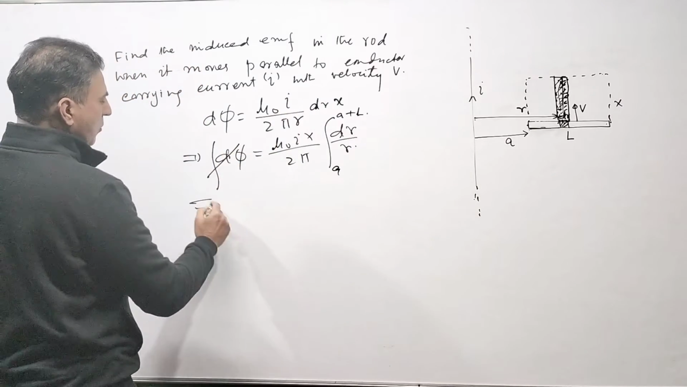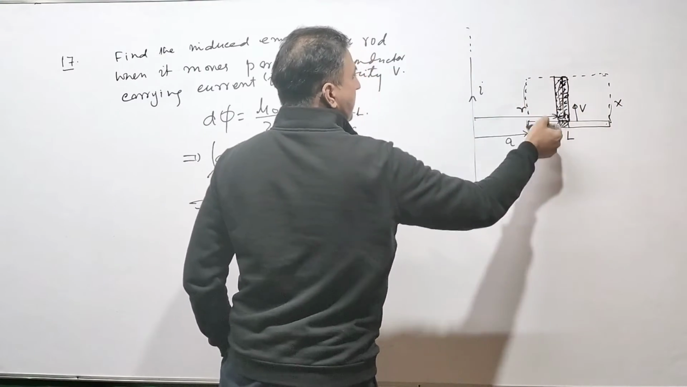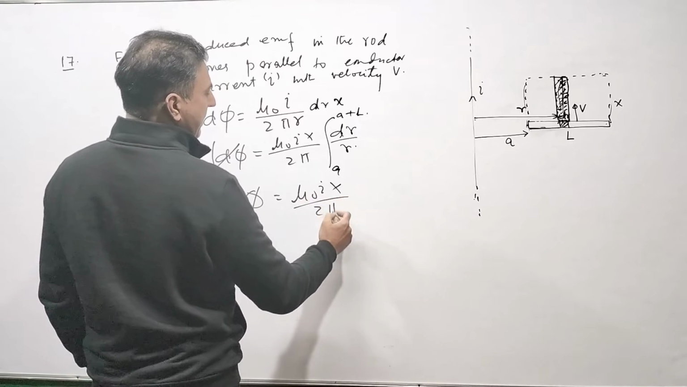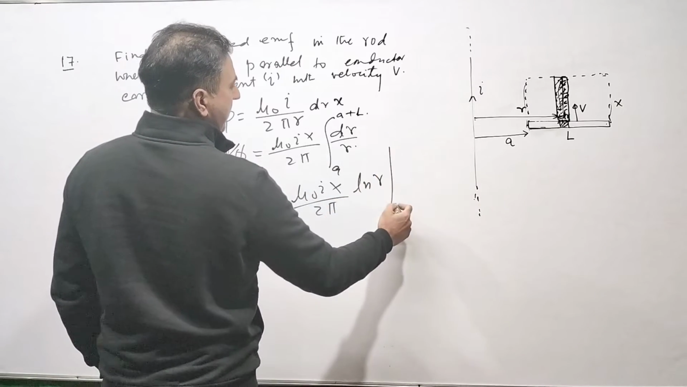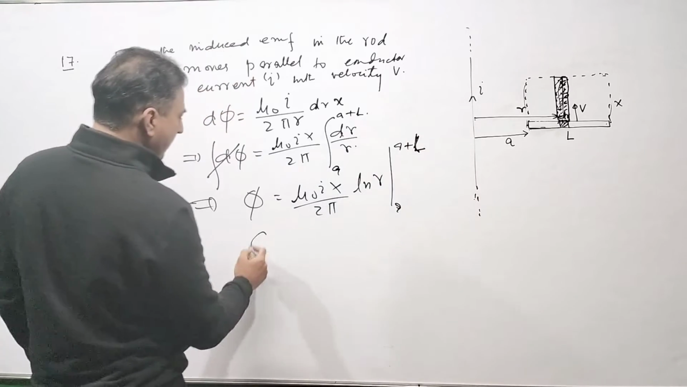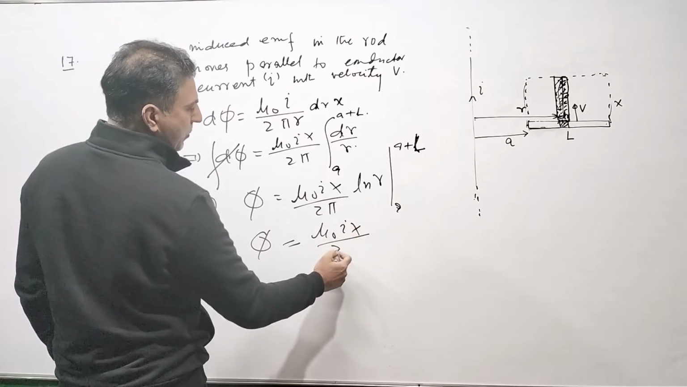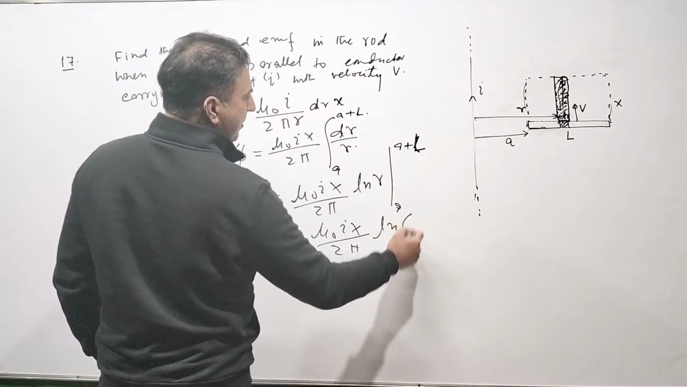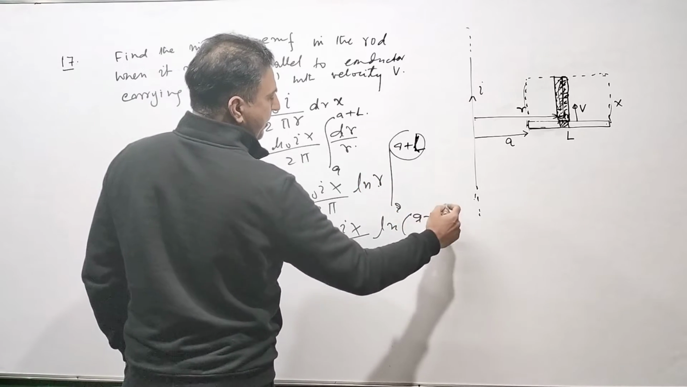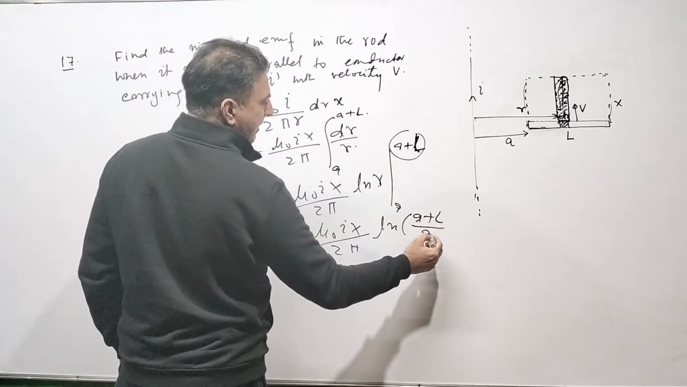So what is flux? Total flux in this x region is mu 0 I x by 2 pi, ln of r from a to a plus l. So flux is equal to mu 0 I x divided by 2 pi, ln of... you have to put the value of r first, A plus L, then subtract by putting the other value, and then combine, so this A will come here.